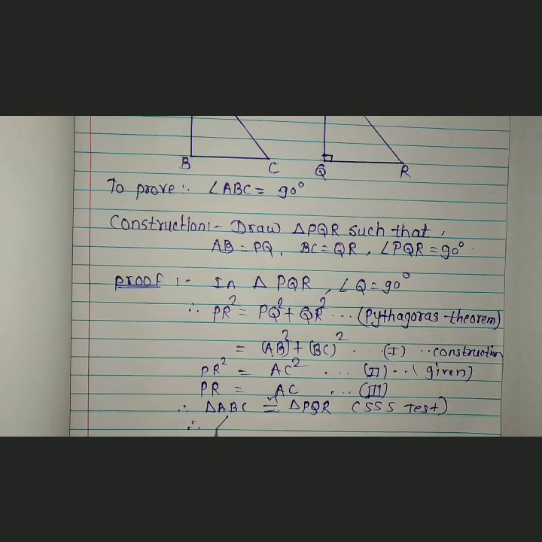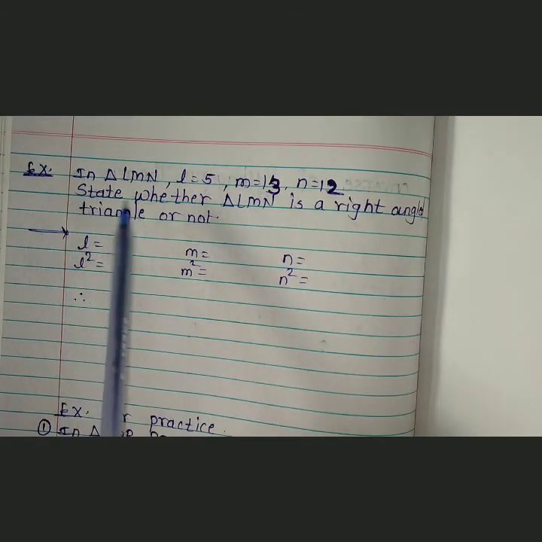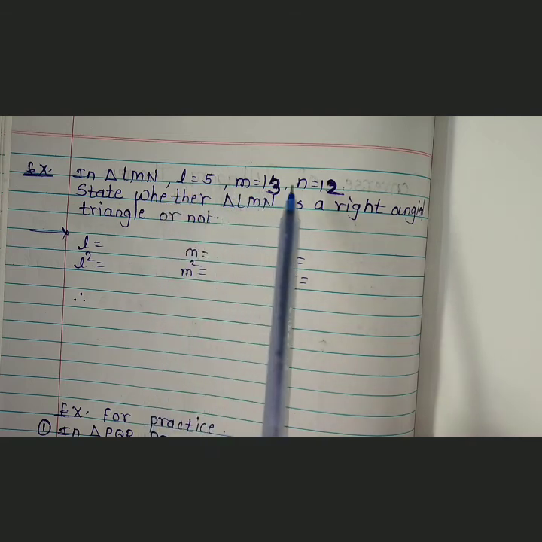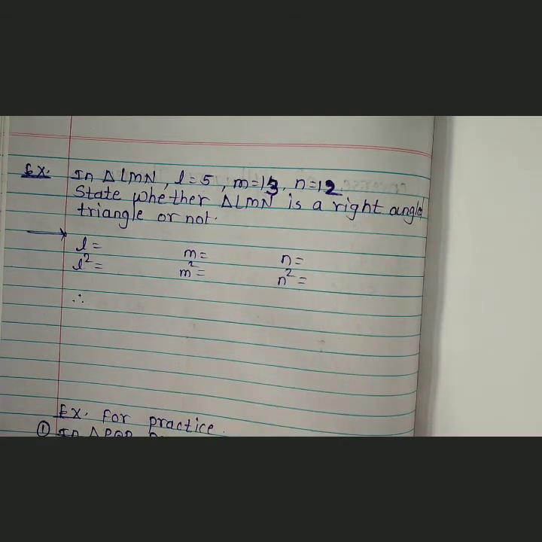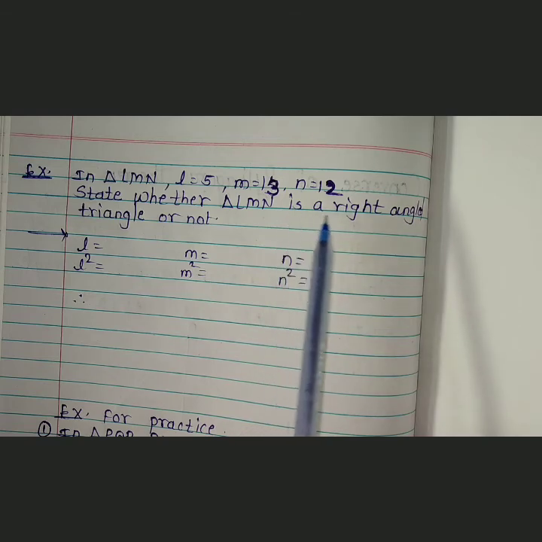Therefore, angle ABC is equal to angle PQR is equal to 90 degree. Hence the proof. In triangle LMN, L is equal to 5, M is equal to 13, N is equal to 12. State whether the triangle LMN is a right angle triangle or not.